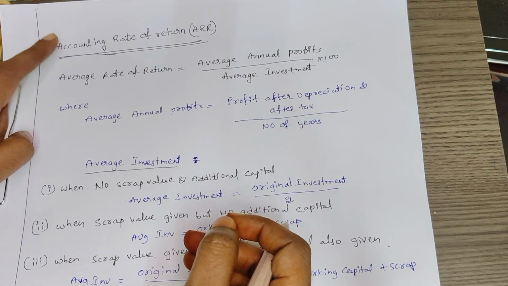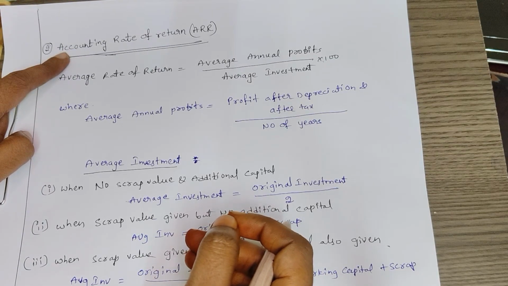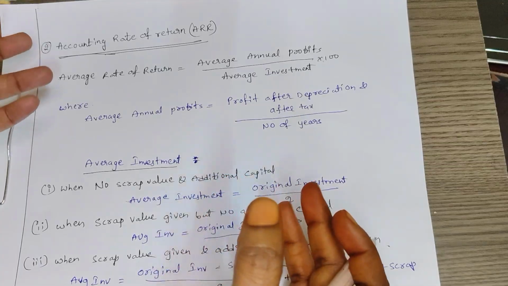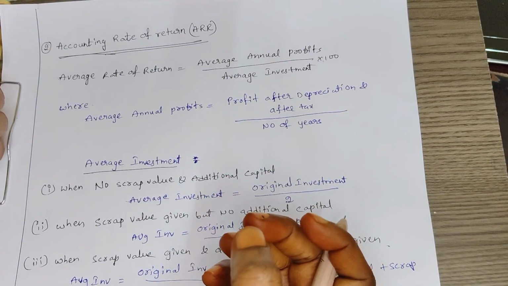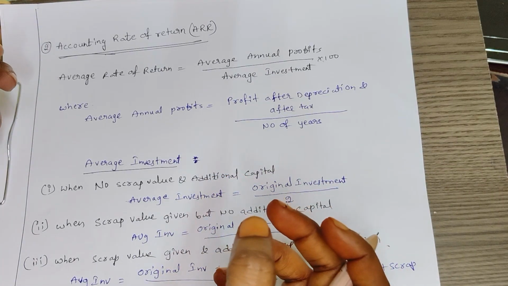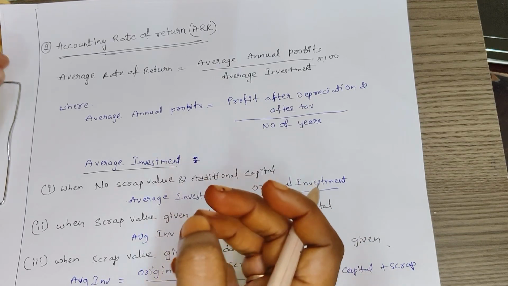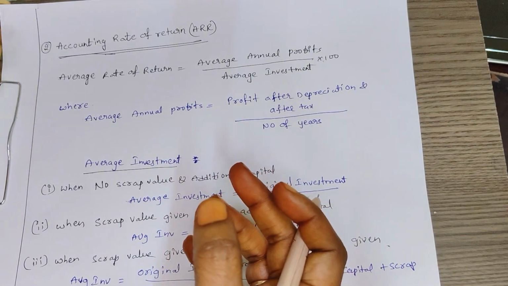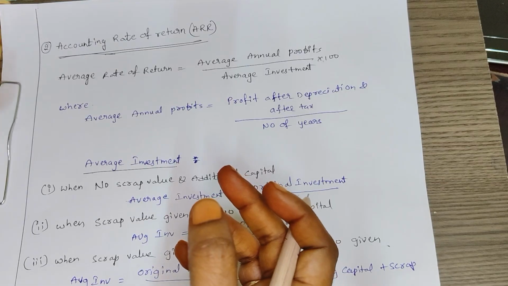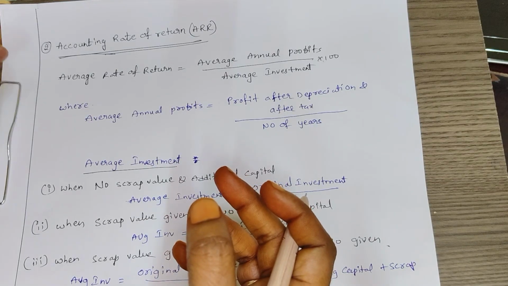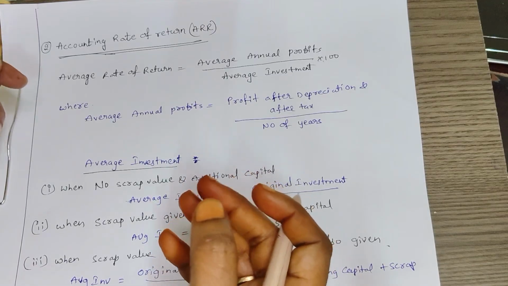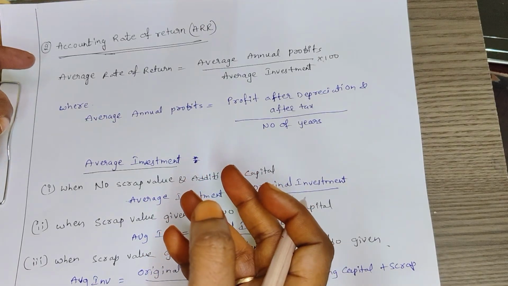So what is accounting rate of return here? This method takes into account the earnings expected from the investment over its whole life. In this method, profit is used rather than cash inflows. In the payback period method, we take cash inflows, but here we have to take profits. That is nothing but profit after tax and after depreciation.